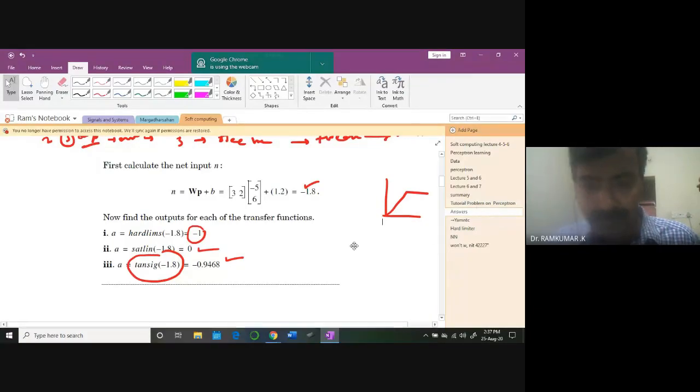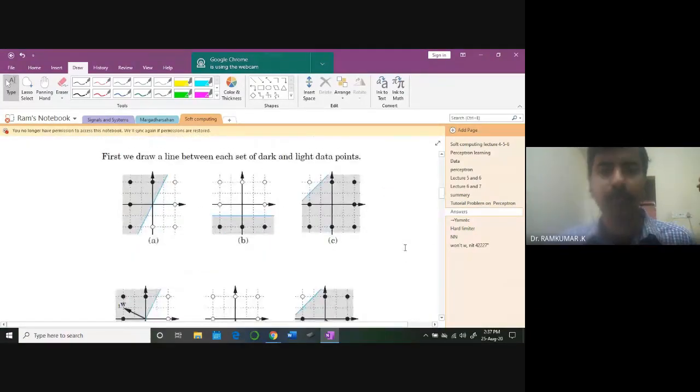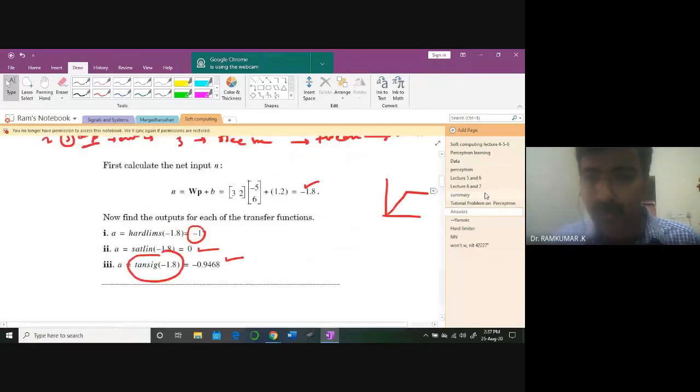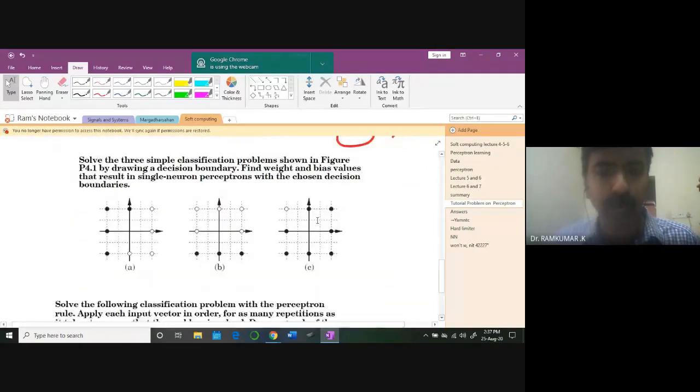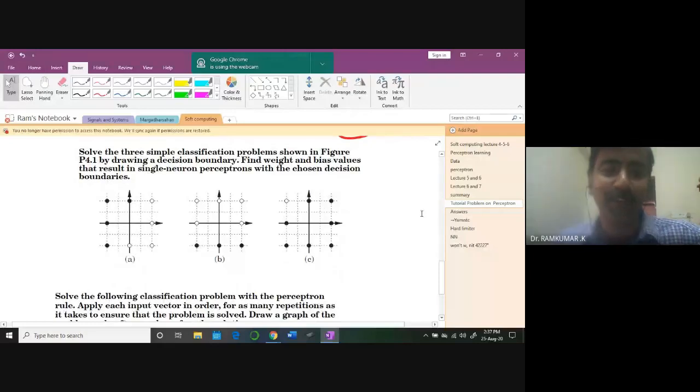That's right. Now look at this problem. So solve this problem. Take a look at this problem and try to draw appropriate lines to classify this data: black data is one group, white data is another group. Draw appropriate lines to classify, and then guess the weights. What will be the value of weights?